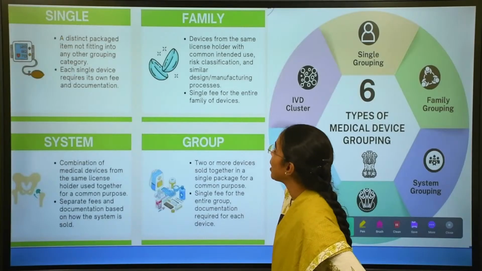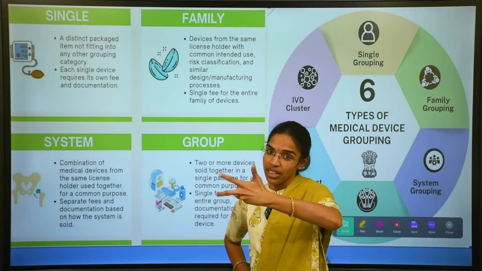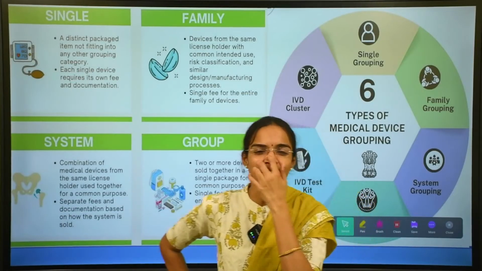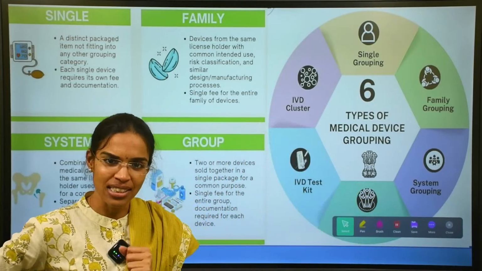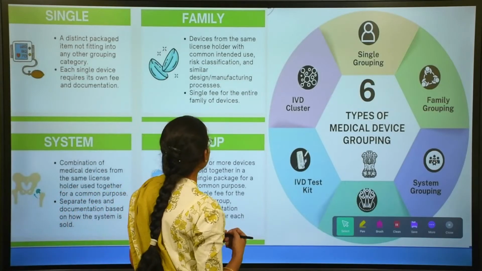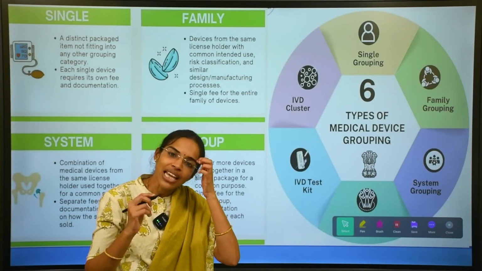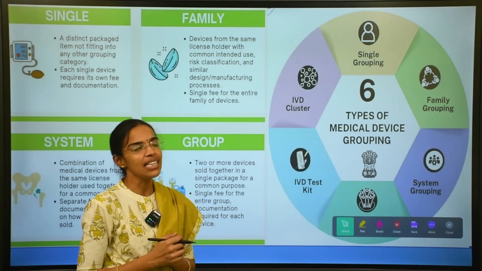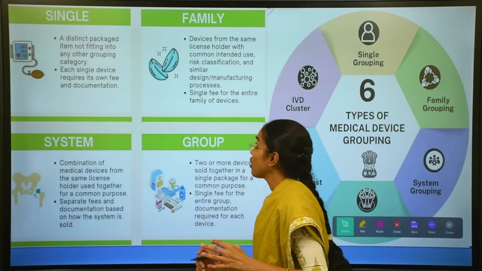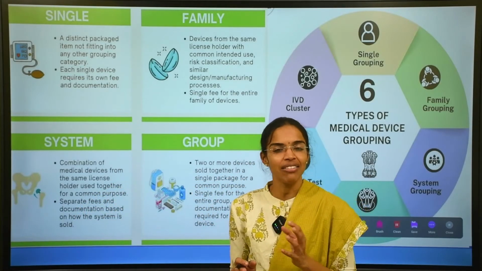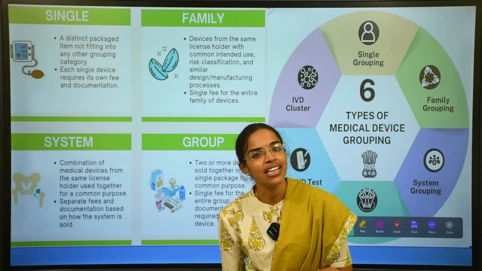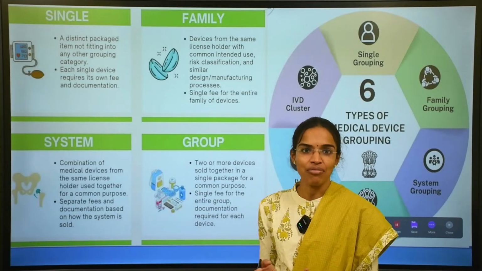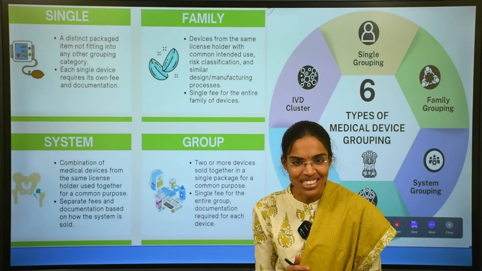Next, the grouping system shows the family of medical devices. What does a medical device family indicate? It indicates devices from the same manufacturer, or the same license holder. Grouping medical devices into a family indicates that all the devices are from the same family, meaning the same license holder.